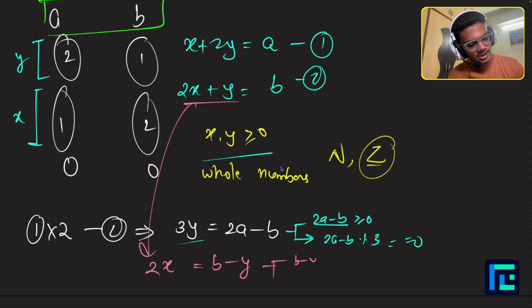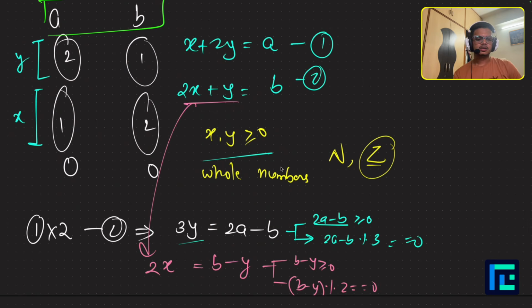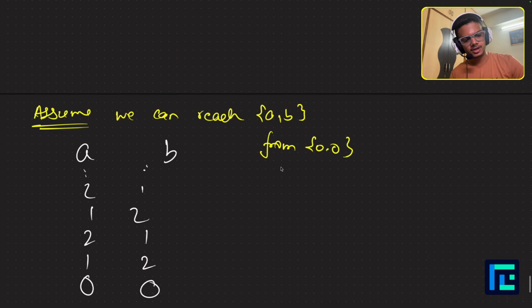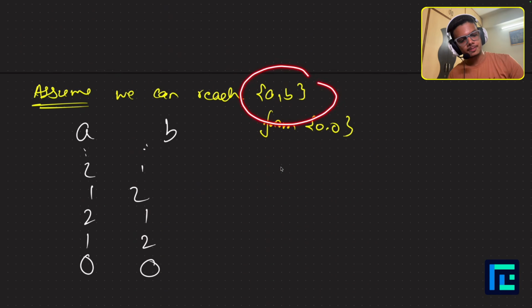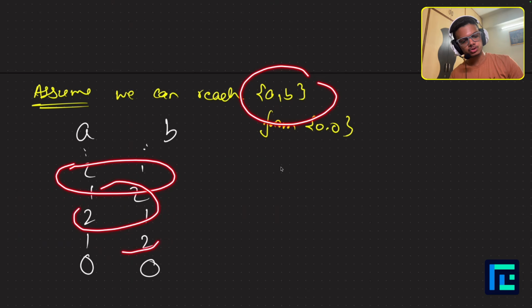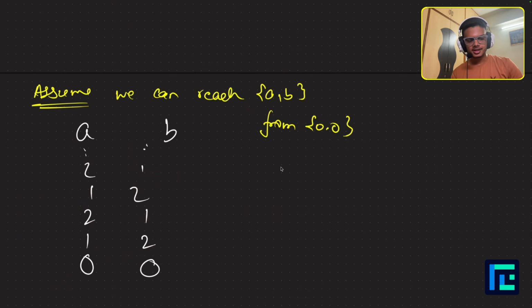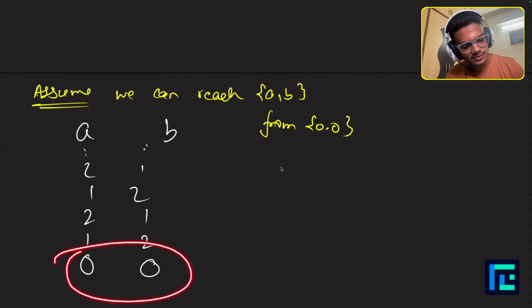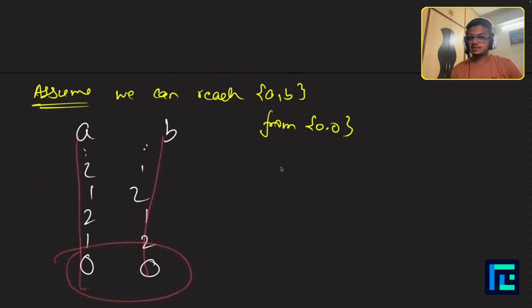This b minus y has to be greater than or equal to 0, and this b minus y has to be divisible by 2, or it has to be even, right? So the question is actually done and dusted. What we were after is, from A B, can you apply some number of 2 1s or 1 2s to reach 0 0? But instead of thinking in that direction, we thought in reverse. Can we reach from 0 0 to A B? And we assumed yes, we can achieve that.